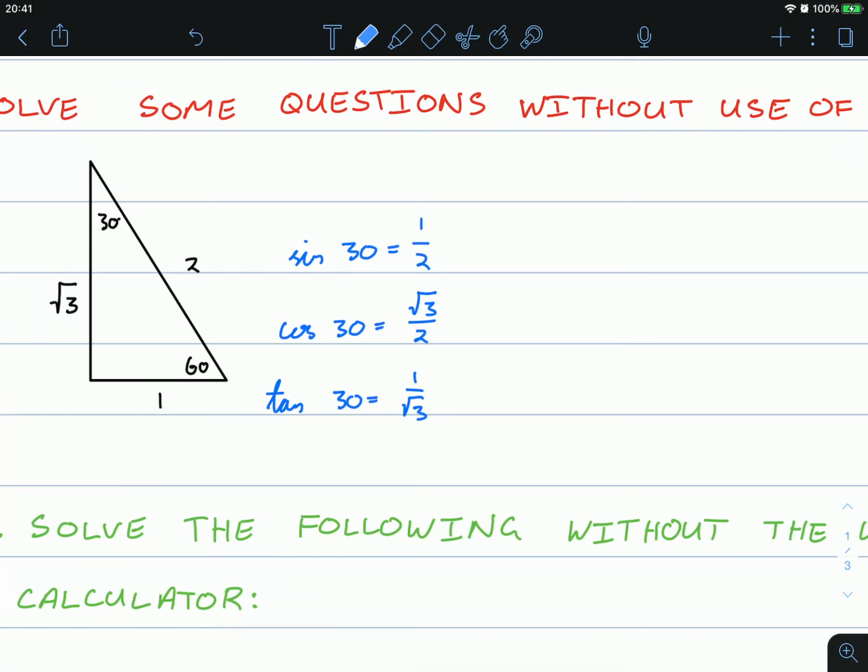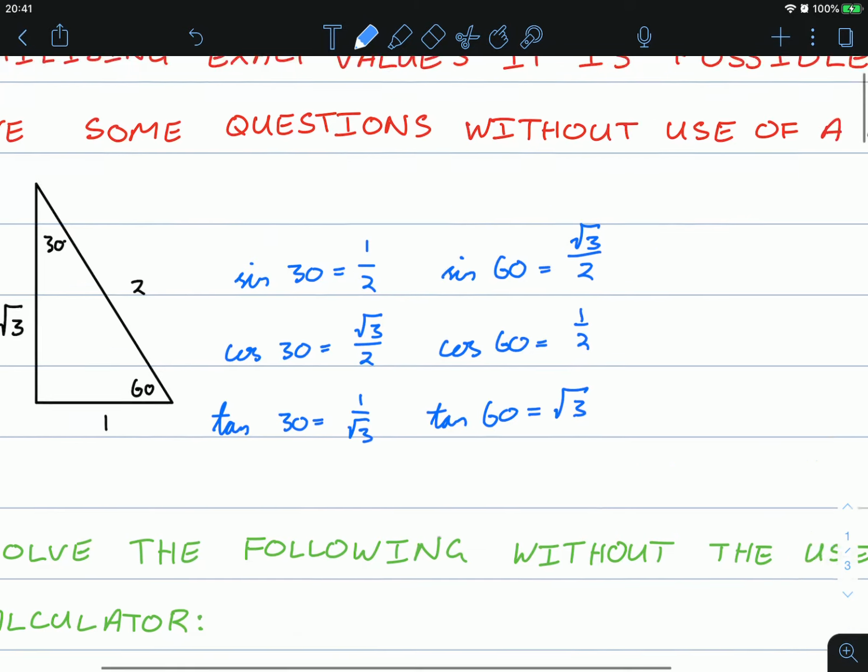Likewise, if we did this for 60, sine of 60 is equal to root 3 on 2. Cosine of 60 is half. And tan of 60 is equal to root 3 on 1, which we write just as root 3.